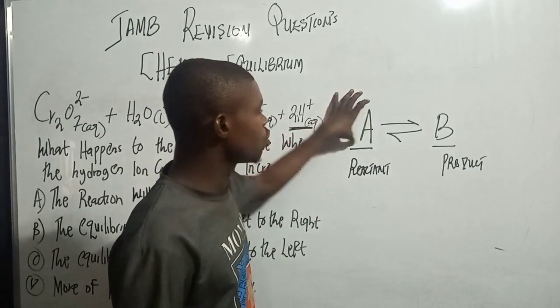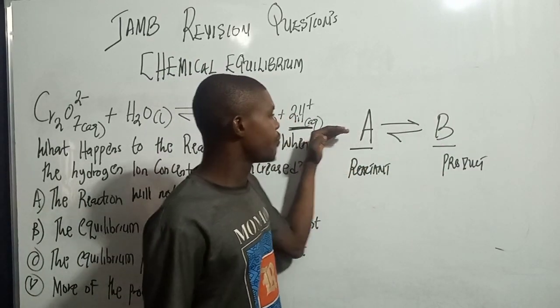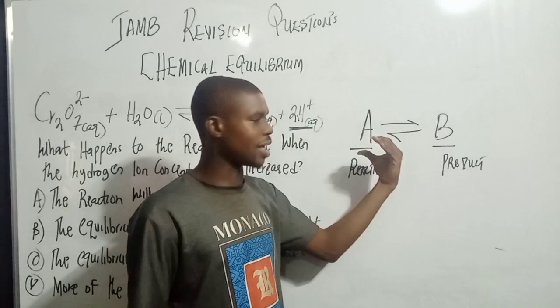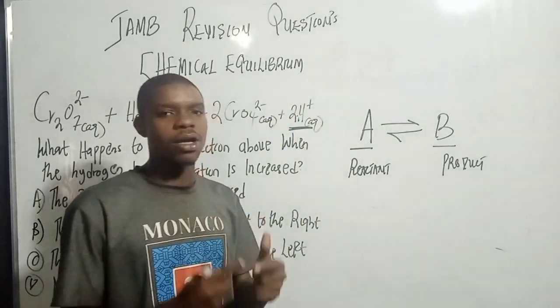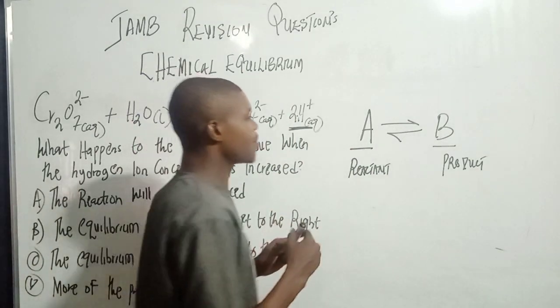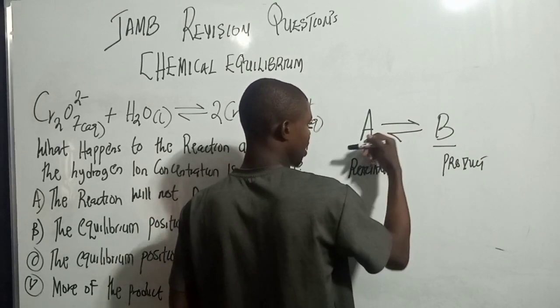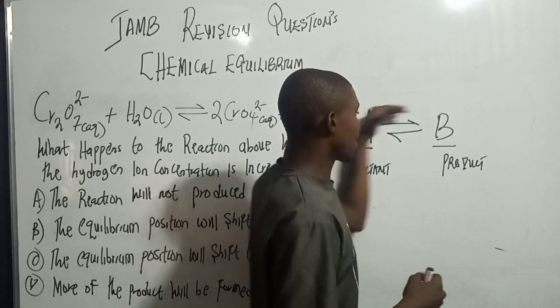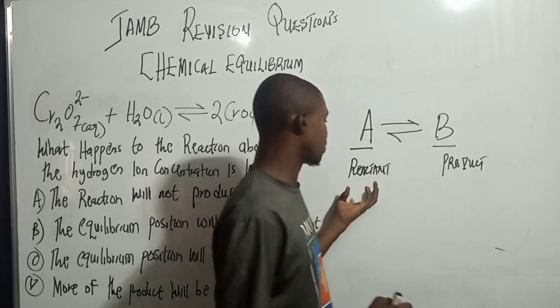Here we have this reaction, A and B. We have the forward and we have the backward. Do you get? It's a reversible reaction. Now look at something here. Chemical equilibrium will only occur in a reversible reaction. It means that here we have the forward reaction, here we have the backward reaction. Whenever you see the forward reaction, you're talking about the product. And whenever you talk about the backward reaction, you're talking about the reactant.